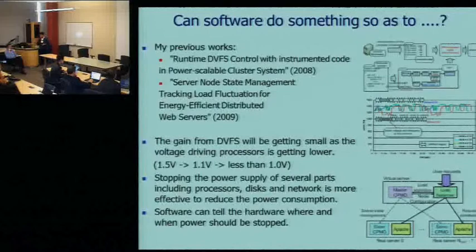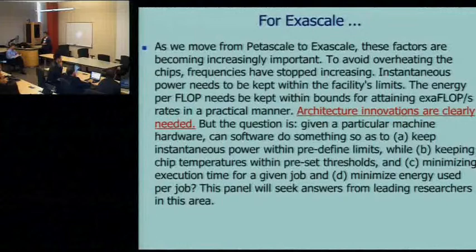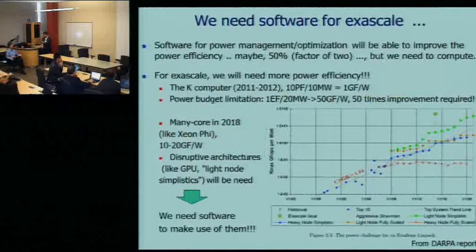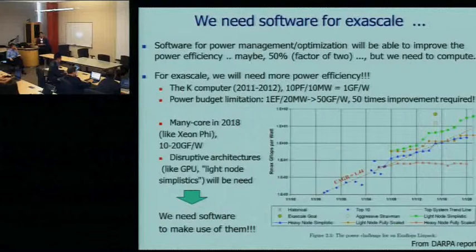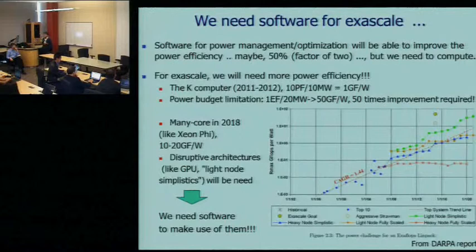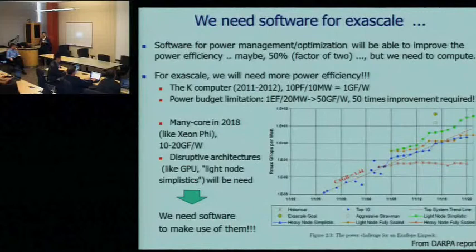So instead, I'd like to focus more on exascale, since everybody is looking at exascale. I think software for power management or optimization can improve the power efficiency by 50%, which means a factor of 2. But anyway, we need to compute, so there is a limit to the power improvement by software.